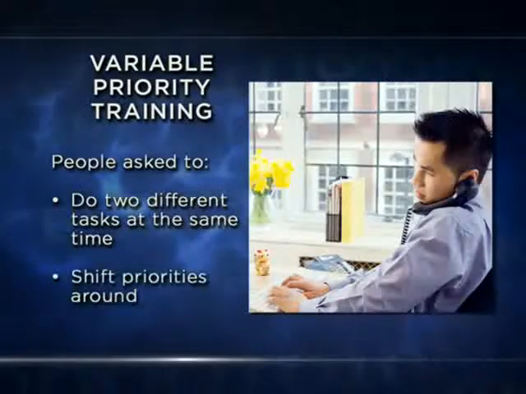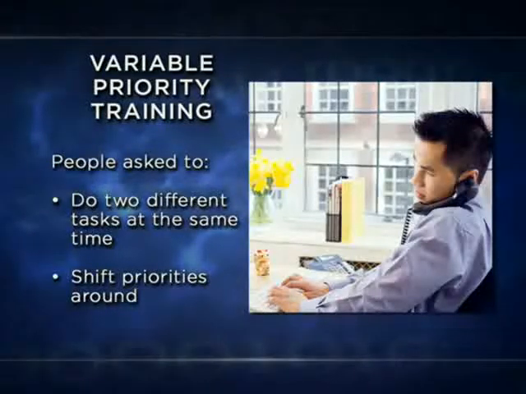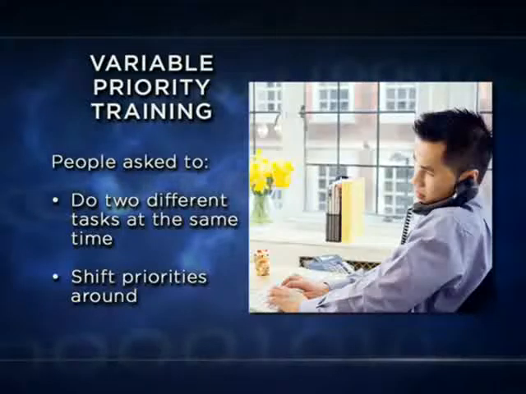But they're asked to shift their priorities around so that at some points in time, task 1 is more important, and at others, task 2 is more important. Variable priority training is performed in laboratories with laboratory-like tasks. And that means that one of the major issues with these approaches is what's called transfer.